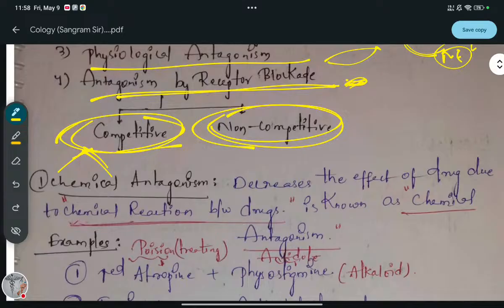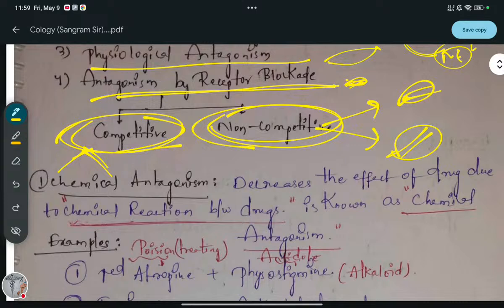And non-competitive antagonism is also there. In that case they will not have similar structure, but one antagonist will bind at one side, and another ligand will bind at another side. So there is no competitive antagonism in that case.